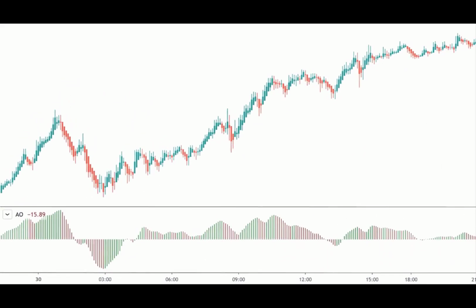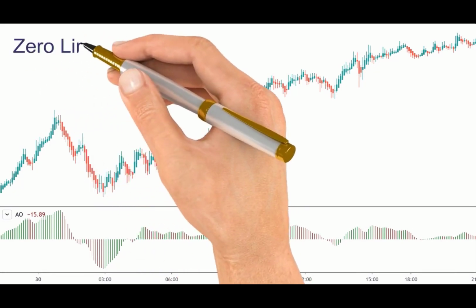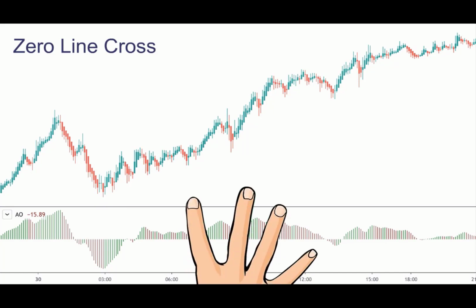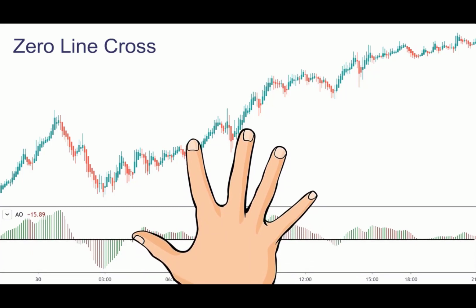First up we have the zero line cross. This may be the most basic of the Awesome Oscillator strategies, but sometimes basic is the best way to go. As the name implies, you simply look for a cross of the zero line. So let's get our zero line drawn on the chart so it's easy to see.